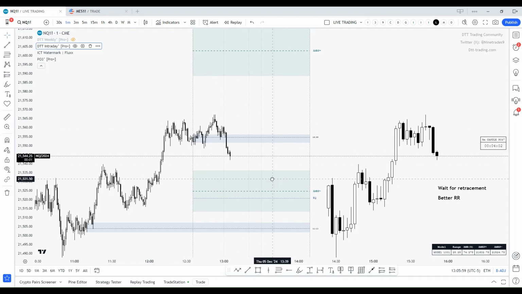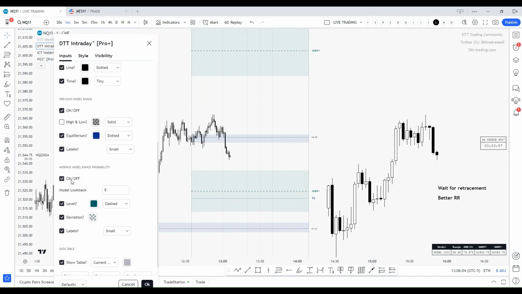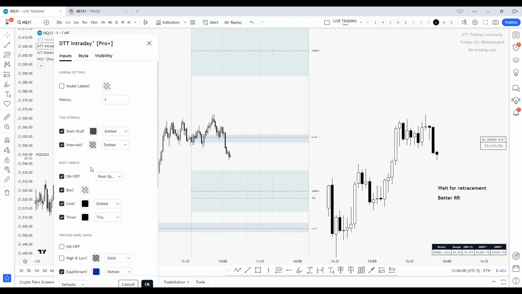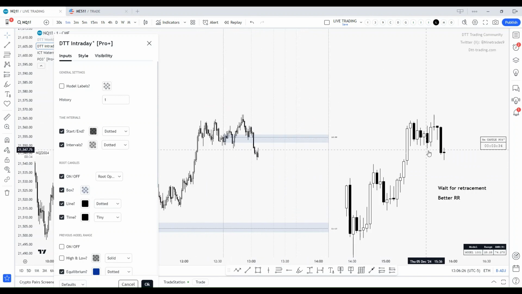So let's take this off here for a second. We just have the root candle there. I'm just using this as my discount and premium relative to this time. We're now below, so technically we're at discount relative to this candle here. I'm going to look at the 5-minute.